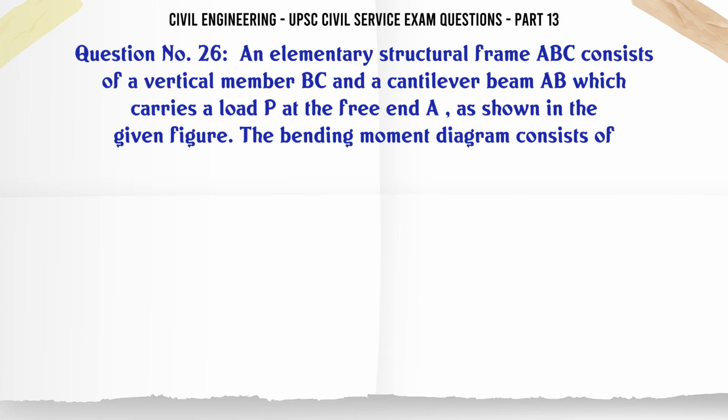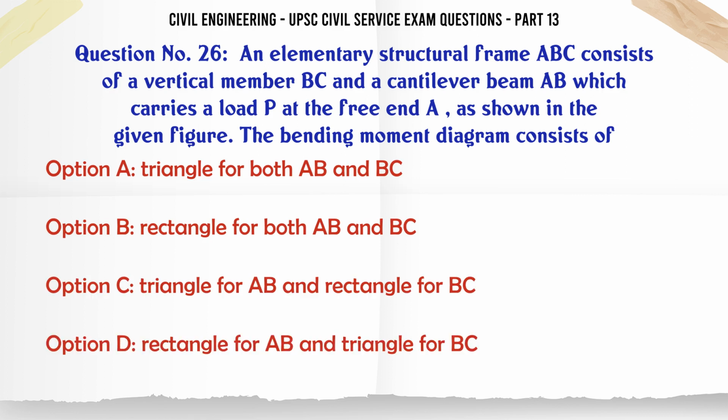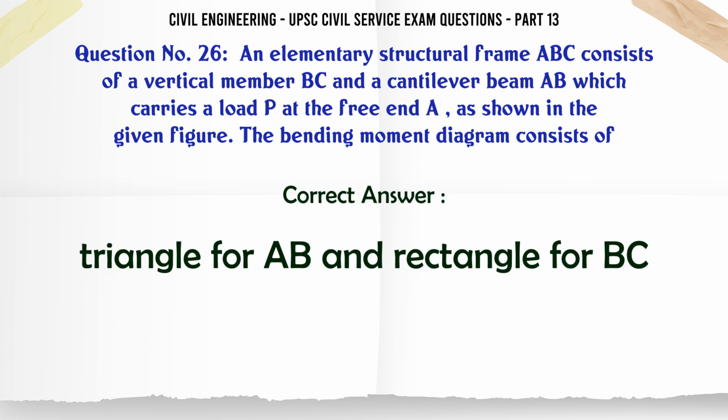An elementary structural frame ABC consists of a vertical member BC and a cantilever beam AB which carries a load P at the free end A as shown in the given figure. The bending moment diagram consists of A. Triangle for both AB and BC, B. Rectangle for both AB and BC, C. Triangle for AB and rectangle for BC, D. Rectangle for AB and triangle for BC. The correct answer is triangle for AB and rectangle for BC.